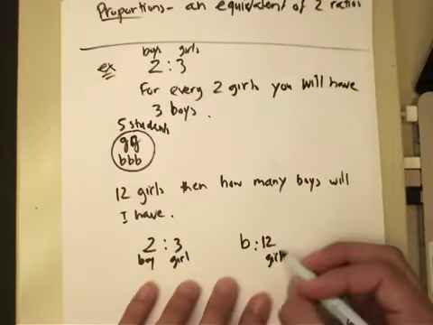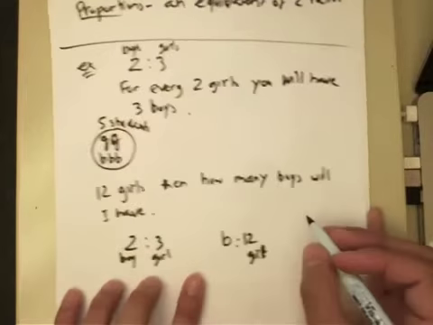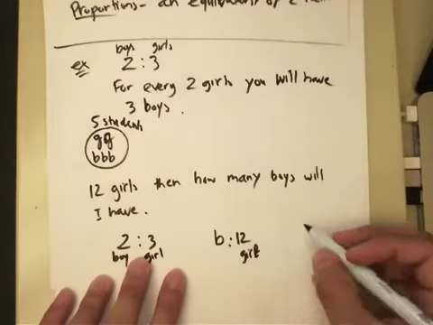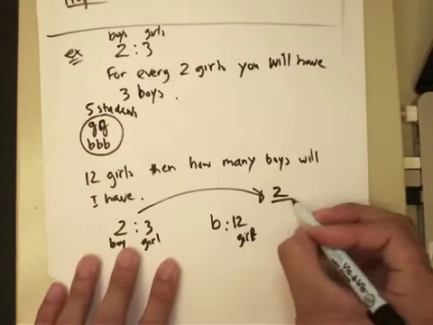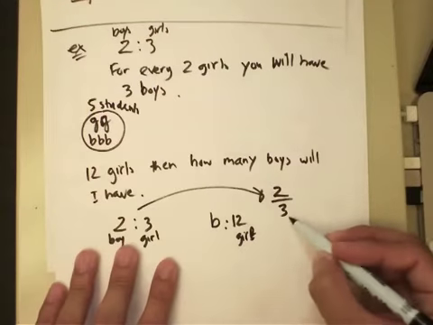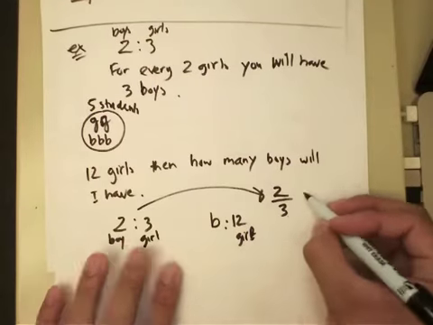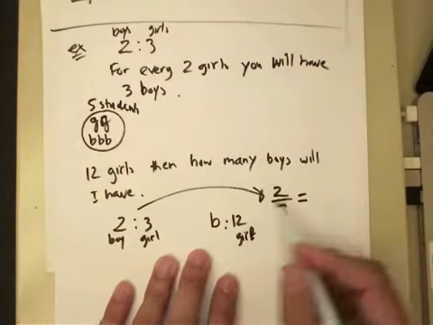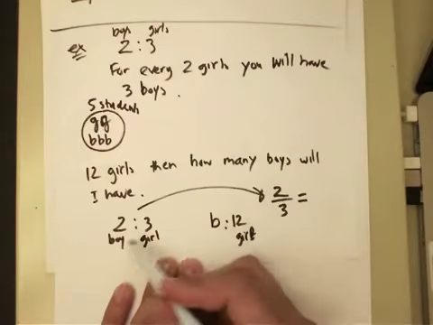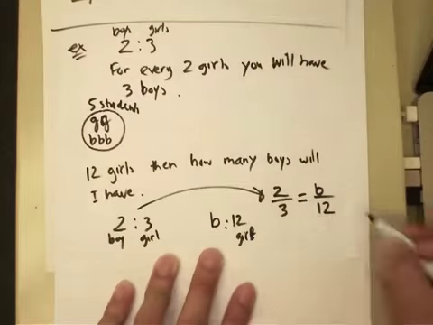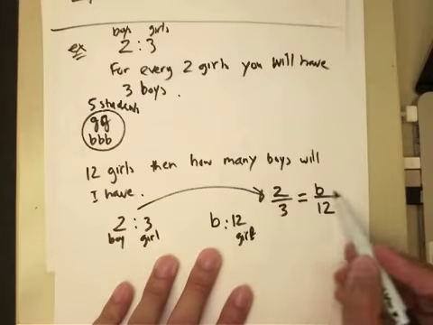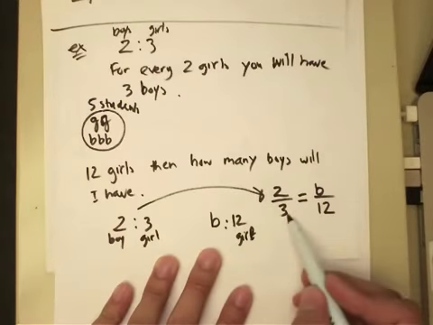Now to set up a proportion, you have to write the ratio as a fraction. So the 2 to 3 will now become 2 over 3. Boys, girls. You see that? Now here's the next part. This one will be the same. Boys, girls, boys, girls. So that means the B will have to be on top and the 12 will be on the bottom. Notice how everything is lined up correctly. Boys with boys, girls with girls.